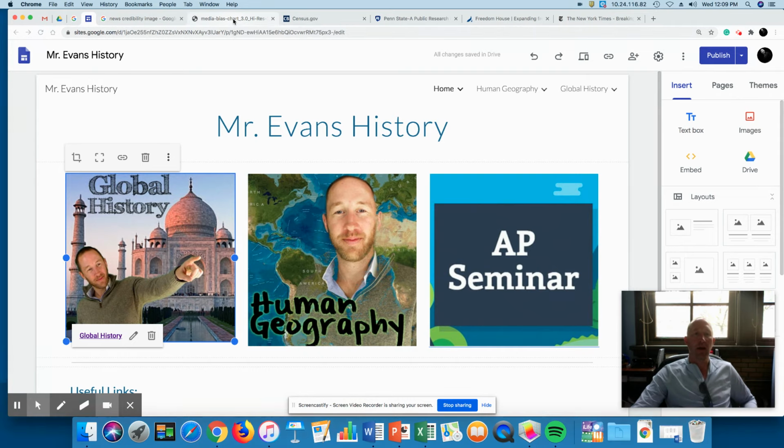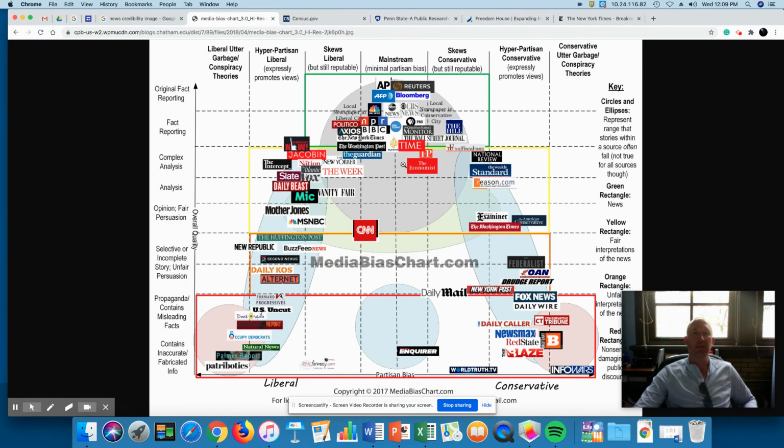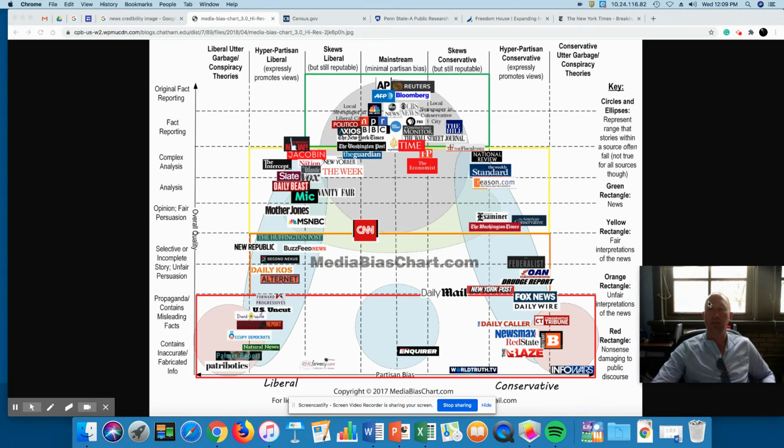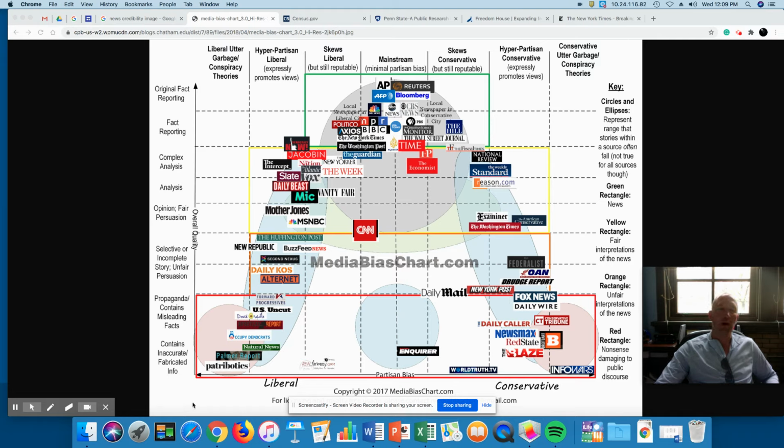All right, this is kind of a complex chart here. I'll try to simplify it as much as I can. I've got an image I can post on Google Classroom if you want as well. You have a y-axis and an x-axis. The y-axis is what type of facts and reporting a news organization or a website does. And the x-axis is basically, are they biased in favor of Democrats or biased in favor of Republicans?